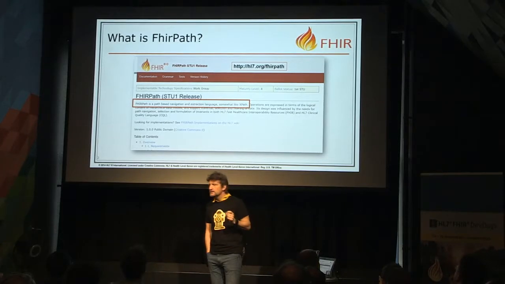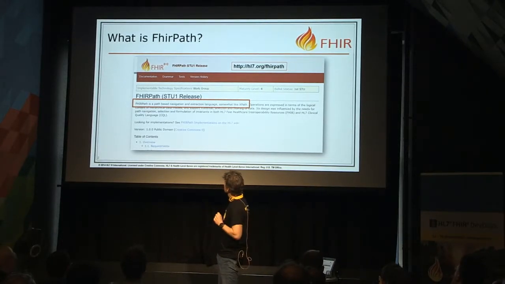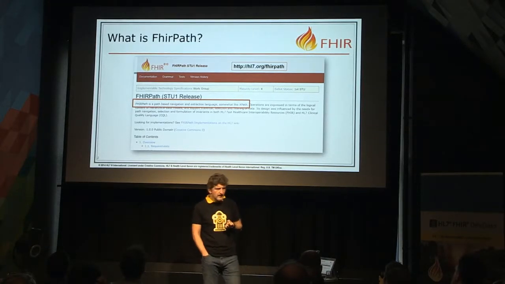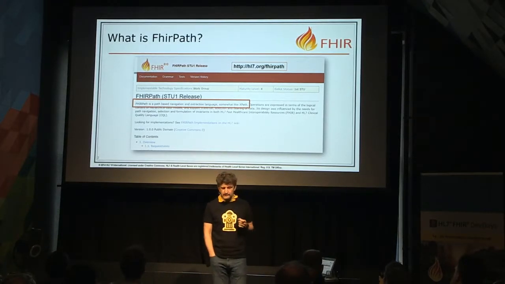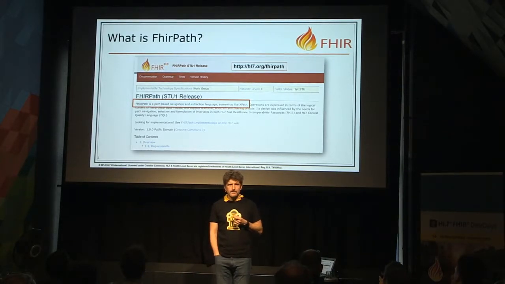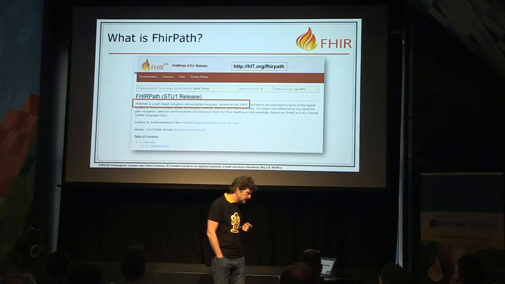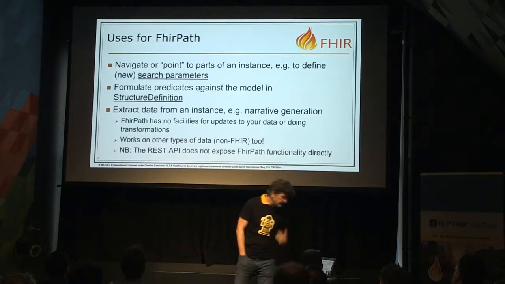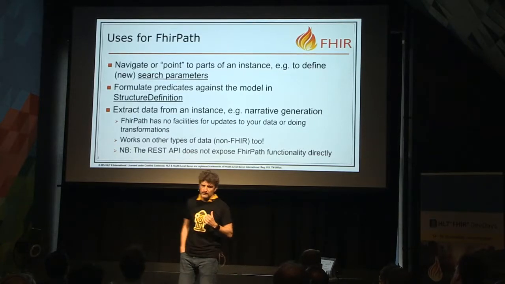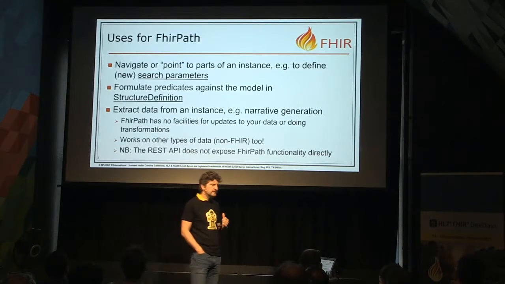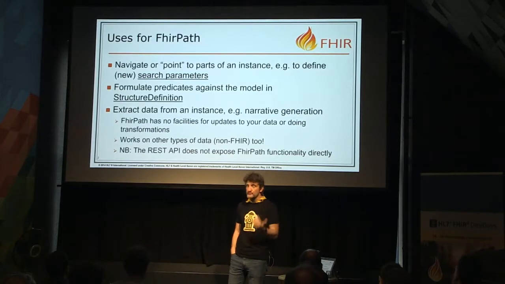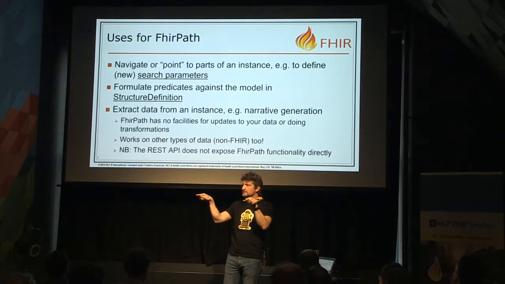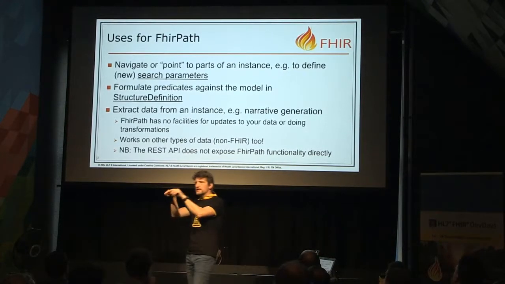So FHIRPath is, as the specification says, a path-based navigation and extraction language. And it's much like XPath. I think it says that too there. And so what is that? A navigation and extraction language. It's a little language we created ourselves that helps us in these use cases here. So in many places in the FHIR specification, where this originated from, we felt the need to point to somewhere in an instance of data and say, look at that point and then do something.